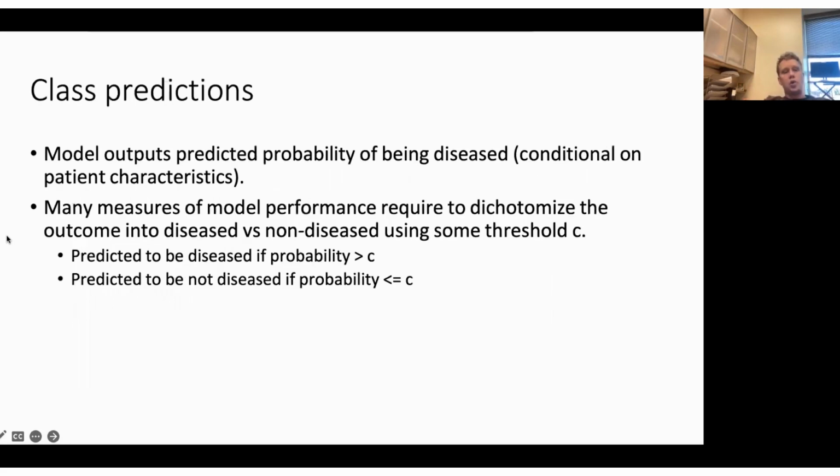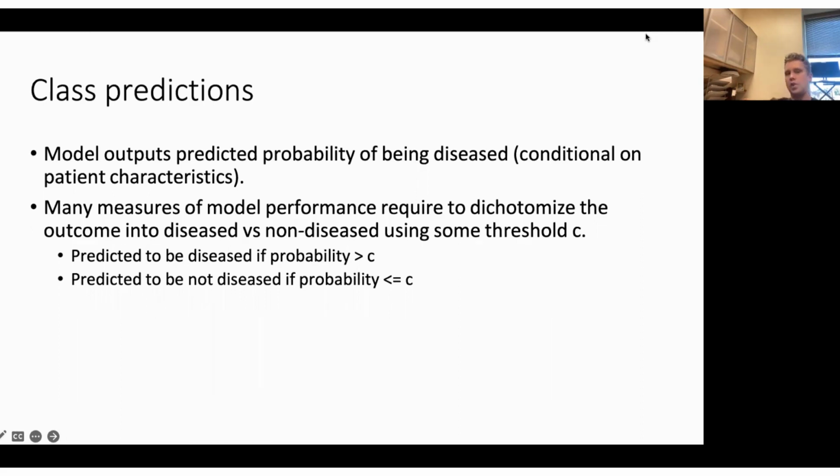Okay, moving on to class predictions. So usually prediction models for binary outcomes output predicted probabilities. Like from a logistic regression, you can transform the output to a predicted probability of being diseased, conditional on participant characteristics.